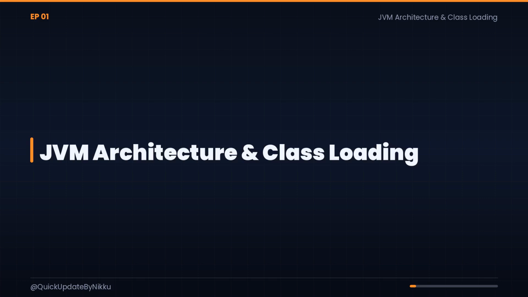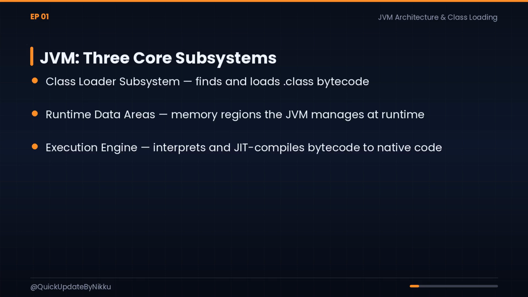pipeline to look. The JVM is composed of three collaborating subsystems. The ClassLoader subsystem is responsible for bringing bytecode into memory. The runtime data areas are where that bytecode, its data, and the call stack all live. The execution engine is what actually runs the instructions. Today we focus almost entirely on the ClassLoader subsystem because that is where loading failures originate.